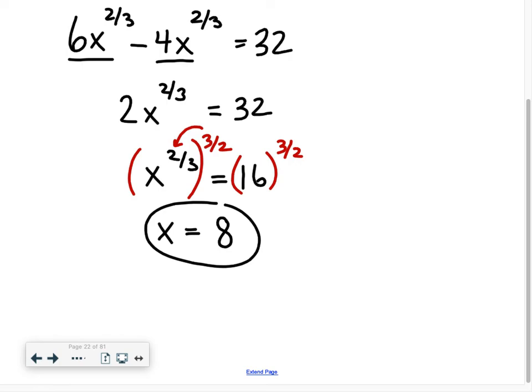Sorry, you don't get 8, you get 64. Woo! That would be bad. Then you'd really wonder what you're doing wrong. So 16 to the 3/2 is 64.